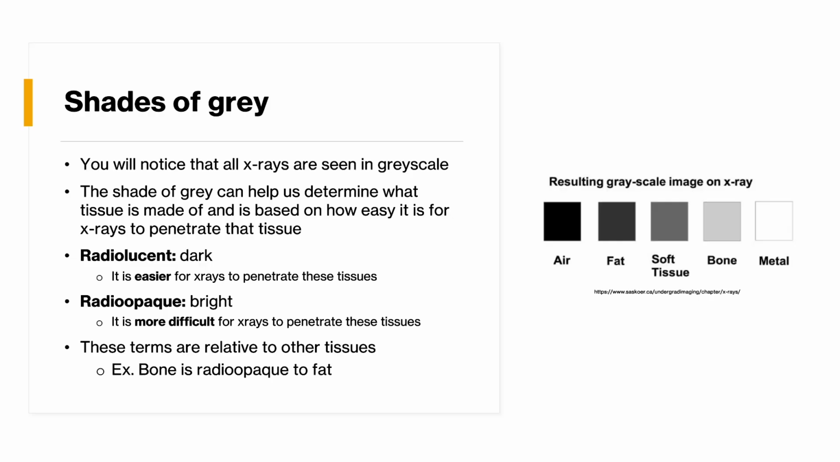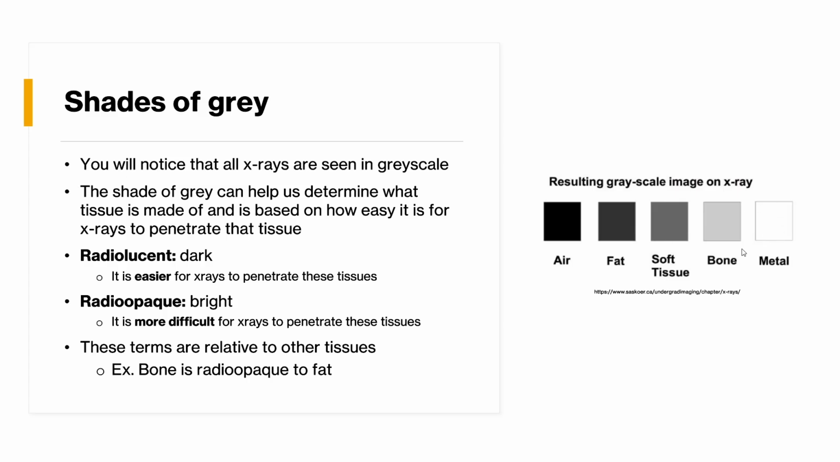I'm sure you've noticed that when you've looked at X-rays, they aren't in color, they're in grayscale. So we have all these different shades of gray, five main ones. Looking at the shades of gray can help us determine what tissue is made of, and it's based off of how easy it is for X-rays to penetrate that tissue. This is delving a little into that physics, but it is important to note because there is some terminology that we use a lot, radiolucent and radiopaque, that'll be important for you to understand. I said that something that's radiopaque is more bright, more white colored.